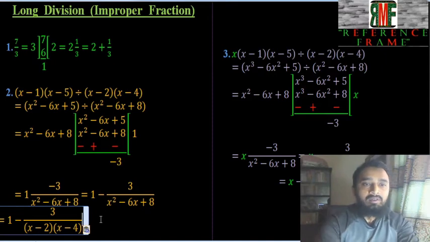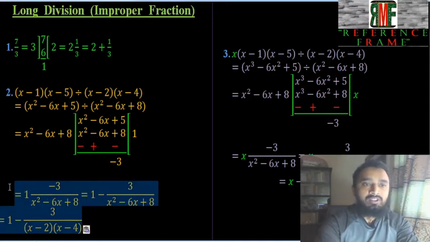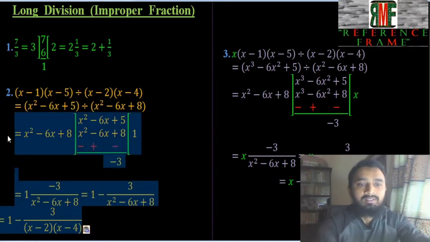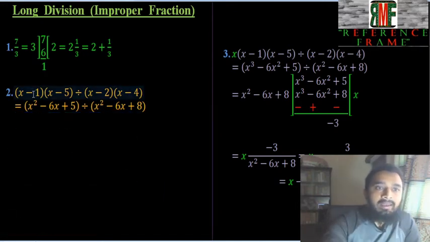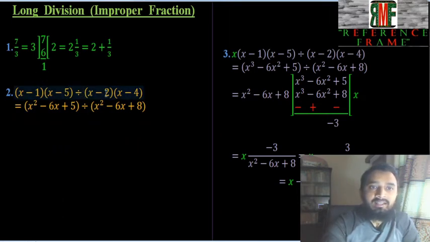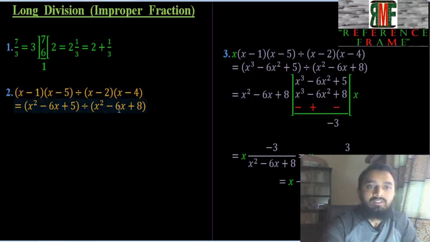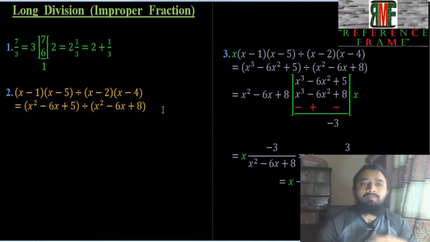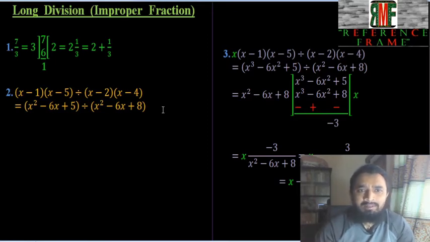So here we're going to do the long division. Before doing this part, look here, x minus 1 into x minus 5 is the numerator, and this is the denominator. By expanding this part, we're going to have x square minus 6x plus 5 divided by x square minus 6x plus 8. By expanding or multiplying the polynomials every time will be a bit time consuming, so we are not going through that procedure. We need to go through a shortcut.